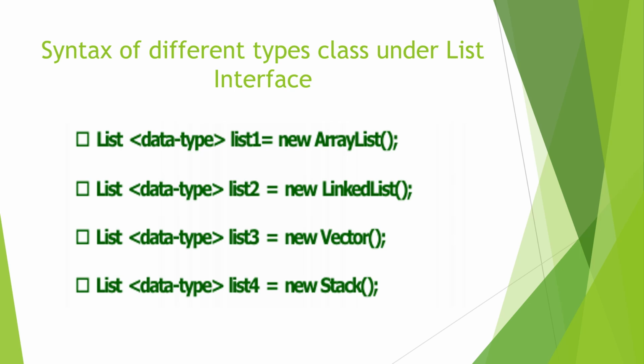Then there is list1. This list1 can vary, I can put my name also over here. This is the list name. After that is equals to, then we are creating an object, that is new, and after the new we use the class name. Suppose I am doing a program related to array list, I will use array list. If linked list, then linked list, if it is a vector, then vector, if it is a stack, then stack.